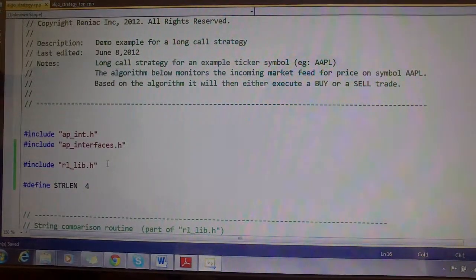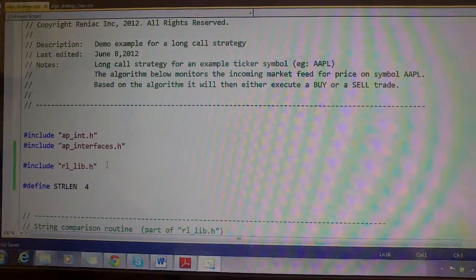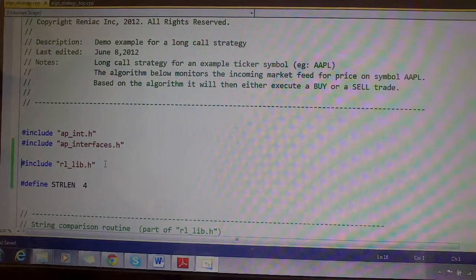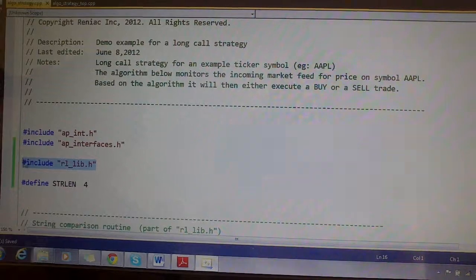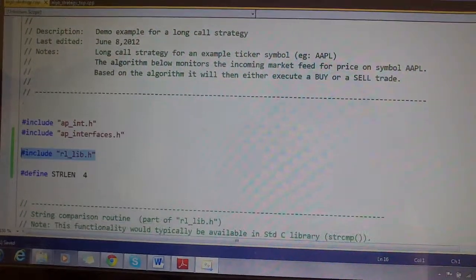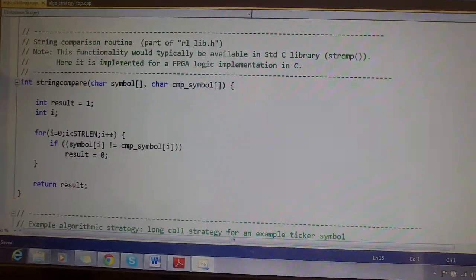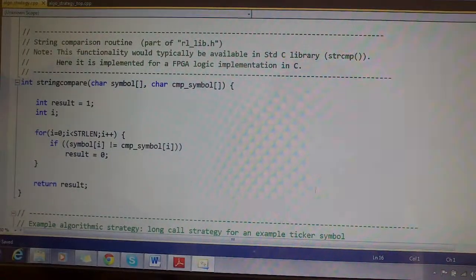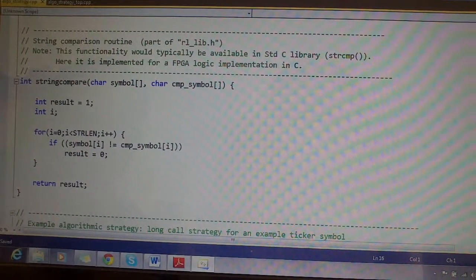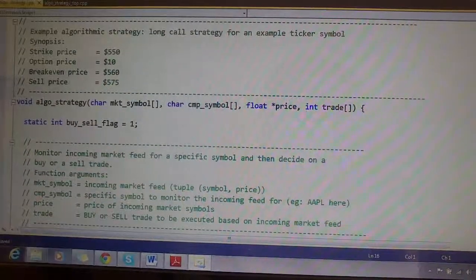One of the main functions included in the C code for implementing the algorithmic strategy is a function called rllib.h. This is similar to the C standard library and is used in our example to implement the string comparison function. Now let us look at the main function to implement algorithmic strategy.